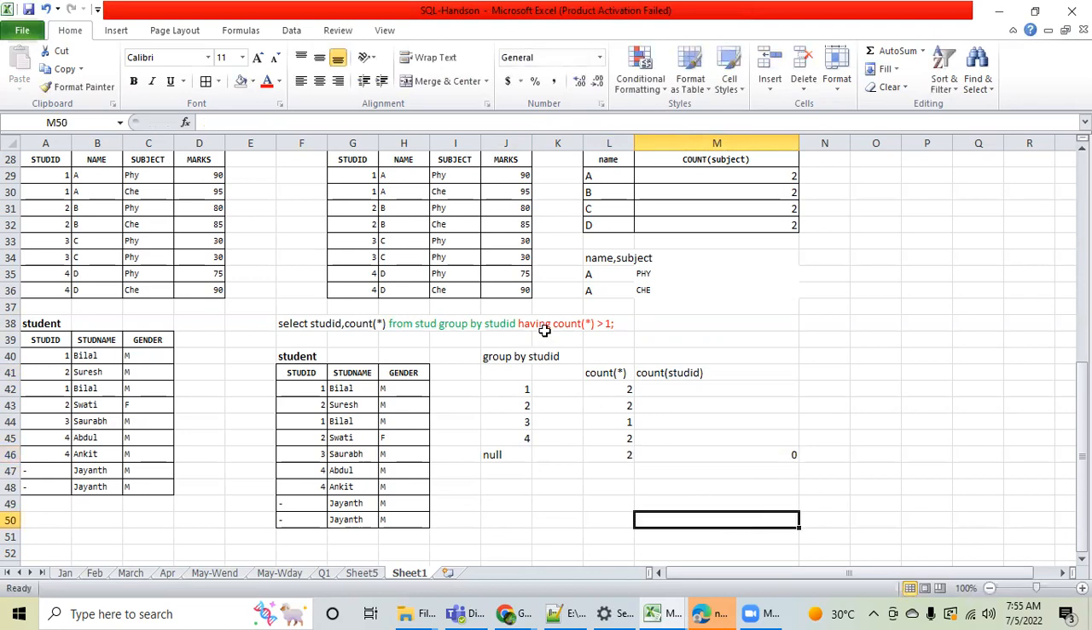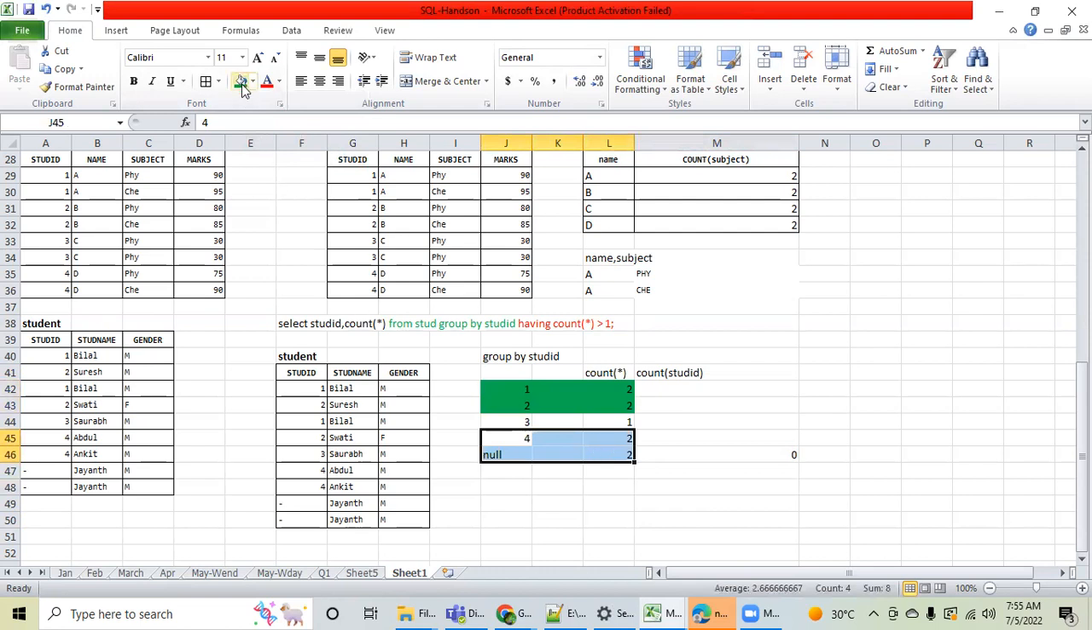Is this clear now? And then you have given a condition greater than 1. So only these 2 records will be selected from this. And then finally select student ID. It will select this record and this record. This will be your output.